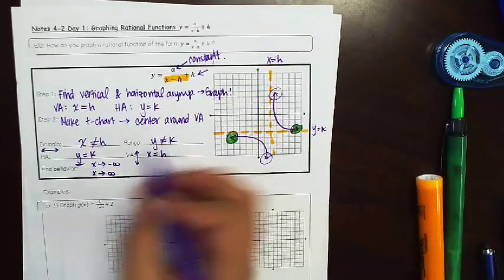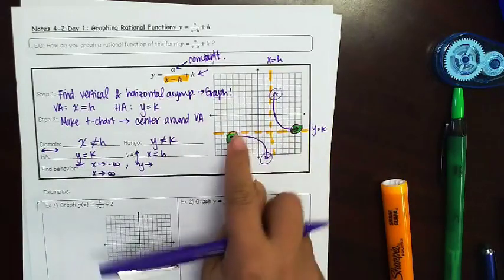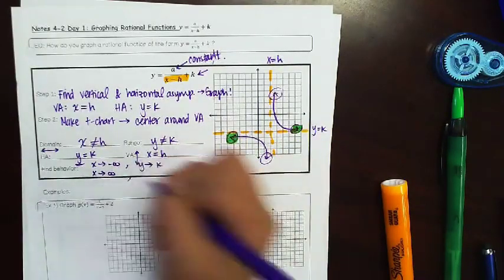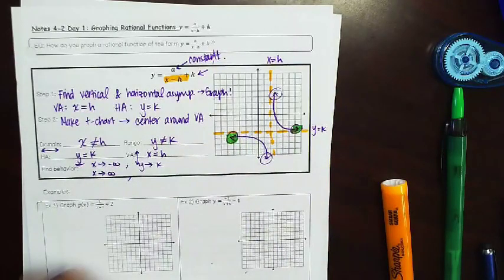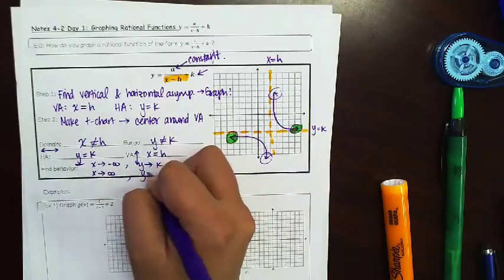to infinity. So as x goes to negative infinity, we notice that y is approaching this asymptote, which is the y value of k. And as x goes to positive infinity, I notice that this arrow is also approaching the asymptote, or y approaching k.